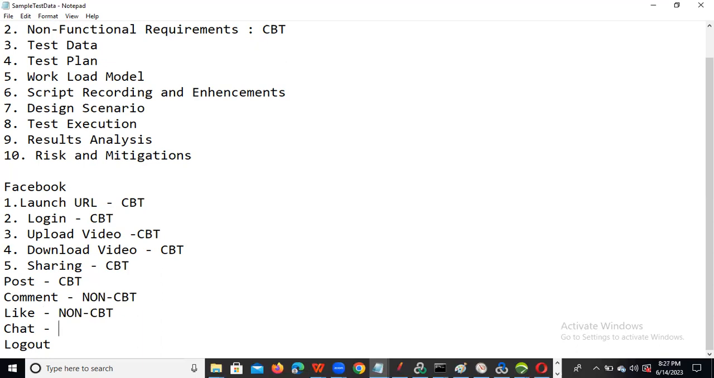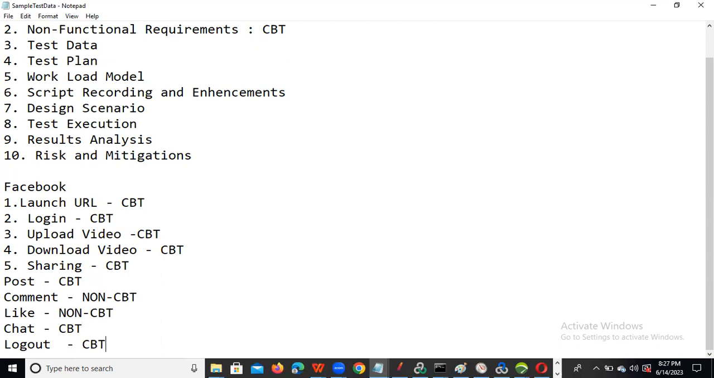And chat will be there. So is chat a CBT or not? CBT, yes, right? Because a number of users will be doing this. Chatting in applications like Messenger and Facebook, right? A number of users will be chatting. At that time, maybe the application will be slow or not. We need to check. So we can consider that as CBT. And logout is also a CBT.